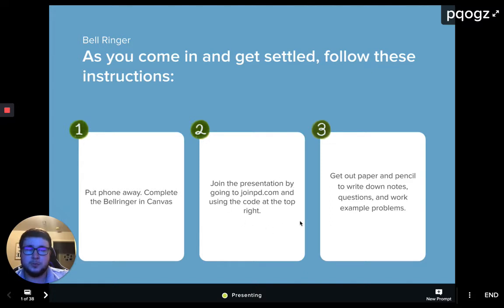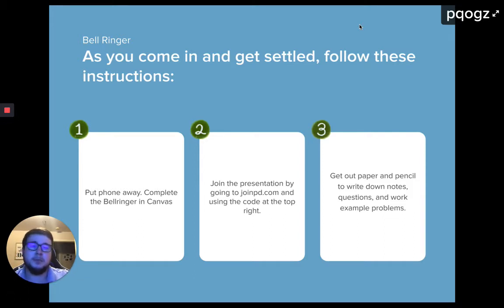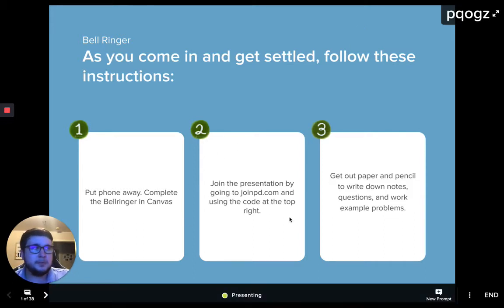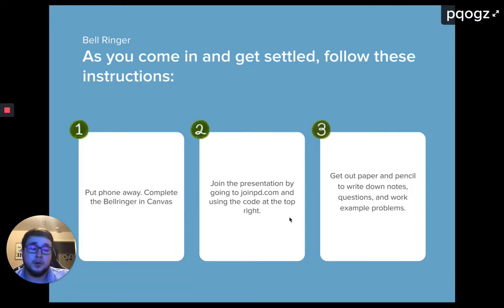So step 2 is to go to the presentation by going to joinpd.com and using the code at the top right. So this is PQOGZ. Go to joinpd.com and type that code in. That way you can interact with the lesson and respond, and I can give you feedback. This is a mandatory step. That way it just allows me to monitor your progress, give you feedback on responses that you give, and see where we might be struggling or where I might need to go back and reteach some things. Okay? So go ahead and do that.